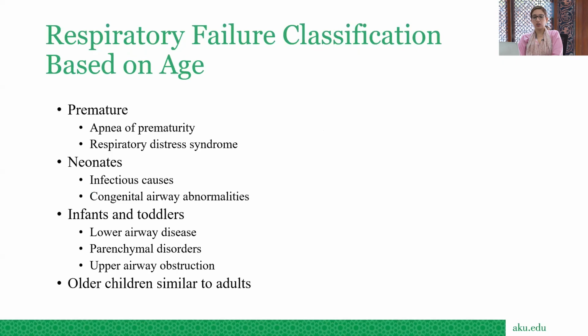Respiratory failure classification based on age. Prematures may have apnea of prematurity or respiratory distress syndrome. Neonates may develop respiratory failure because of infectious causes or congenital airway abnormalities, and infants and toddlers may have lower airway disease, parenchymal disorders, bad pneumonias, ARDS, and all those presentations leading to respiratory failure.